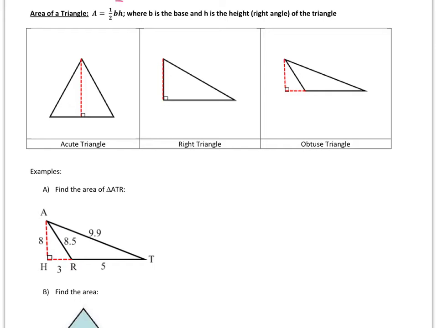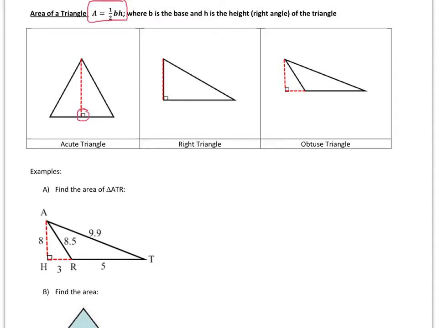The formula for the area of a triangle is 1/2 base times height. The relationship between the base and height has to be a right angle. So in our pictures here, we have a right angle created between the height, which in this case is represented by a dotted line, and the base.